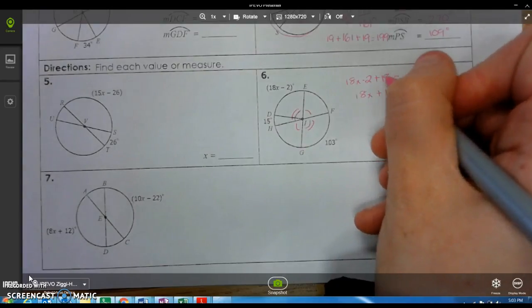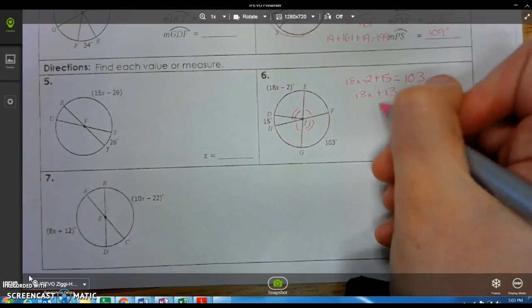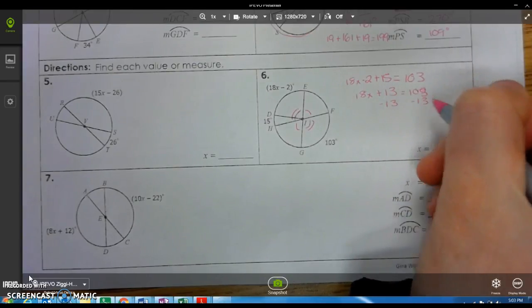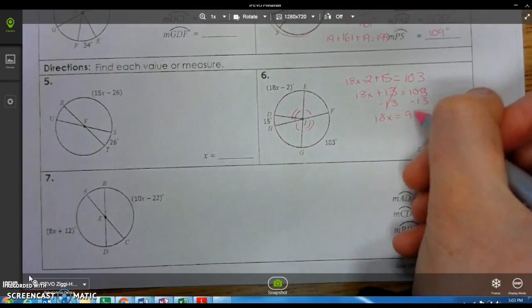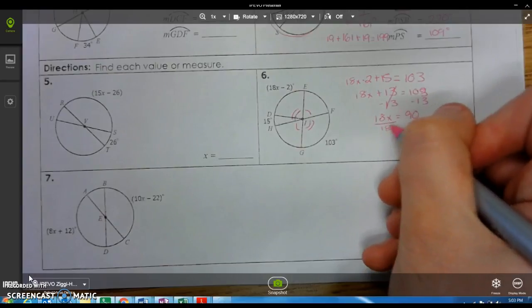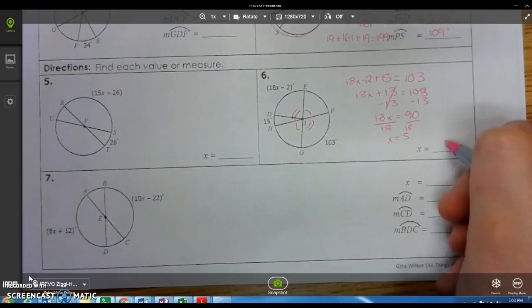I'm combining like terms. 15 minus 2 is 13. I'm going to subtract 13 from both sides so that I can get x by itself. And then I divide by 18, which tells me that x is equal to 5.